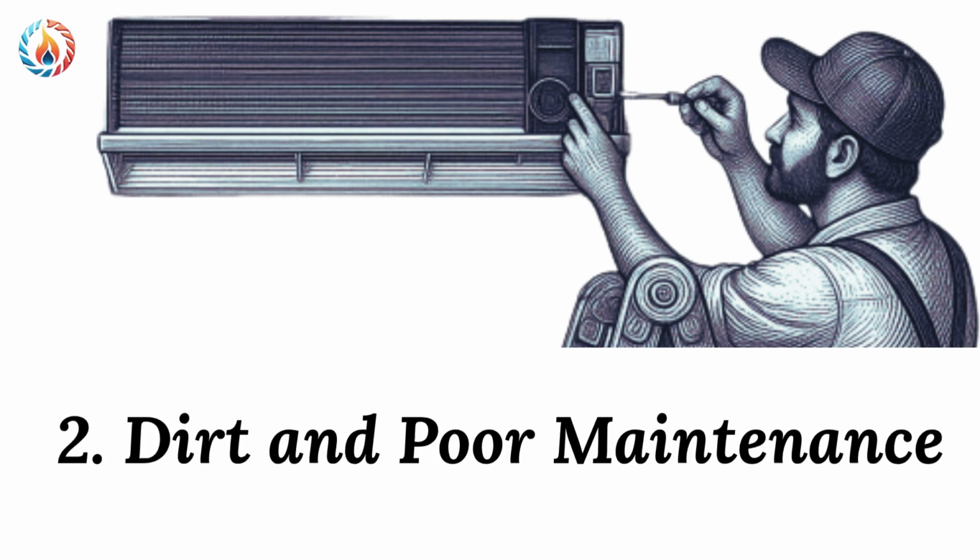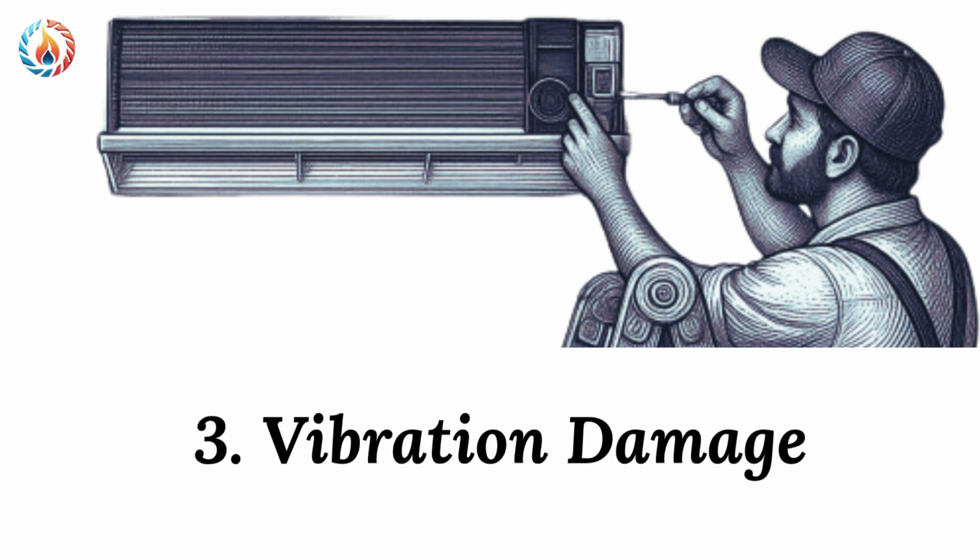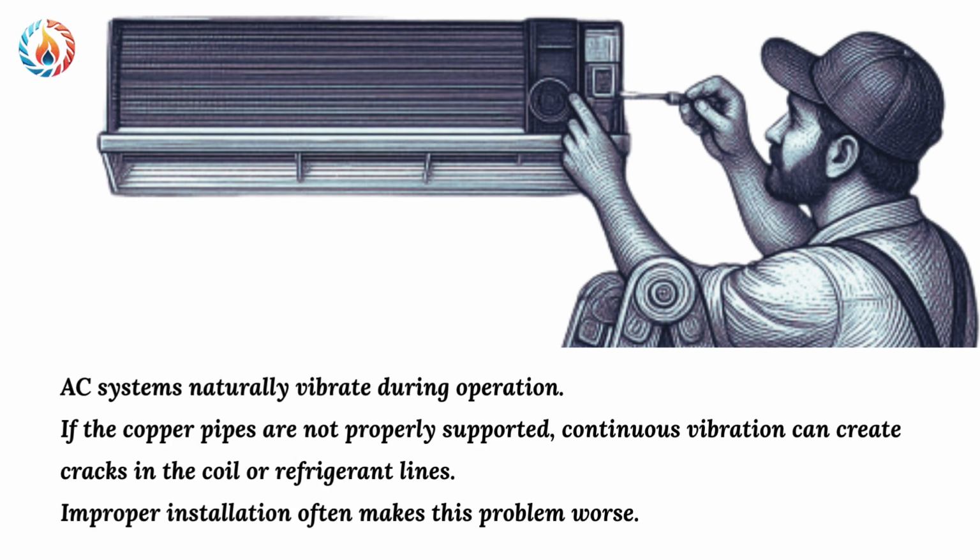2. Dirt and poor maintenance. When dust and dirt collect on the evaporator coil, airflow becomes restricted. The AC has to work harder, increasing stress on the coil. Poor maintenance also causes moisture buildup, which can lead to corrosion and freezing problems. 3. Vibration damage. AC systems naturally vibrate during operation. If the copper pipes are not properly supported, continuous vibration can create cracks in the coil or refrigerant lines. Improper installation often makes this problem worse.